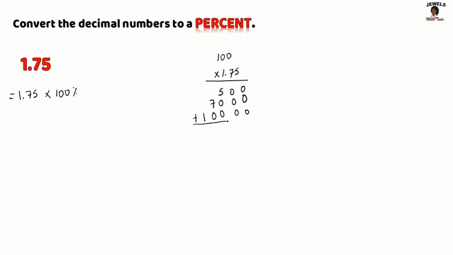Let's sum our digits together. 0 plus 0 will be 0. 5 plus 0 will be 5. 7 plus 0 is 7. And we're going to bring down our 1.